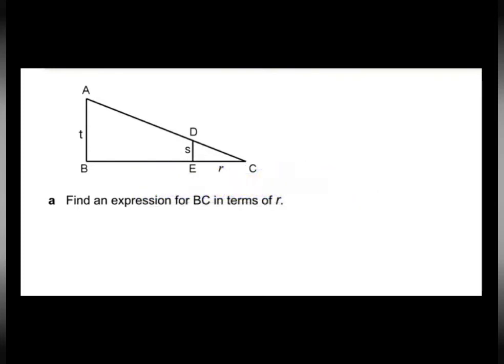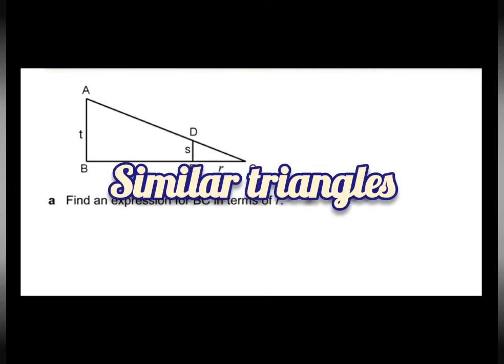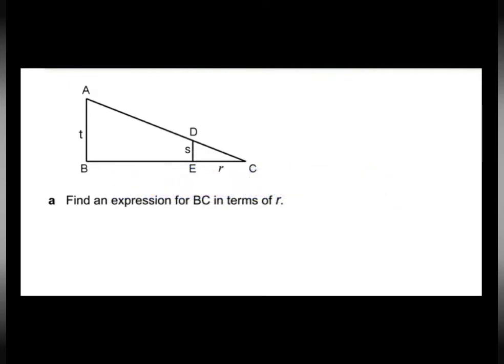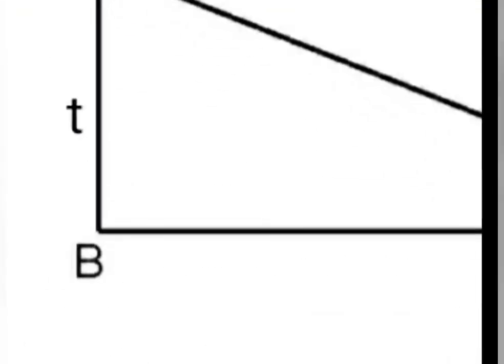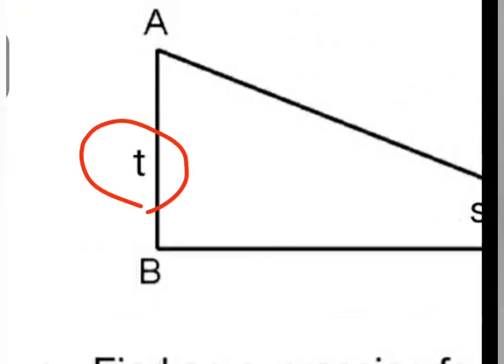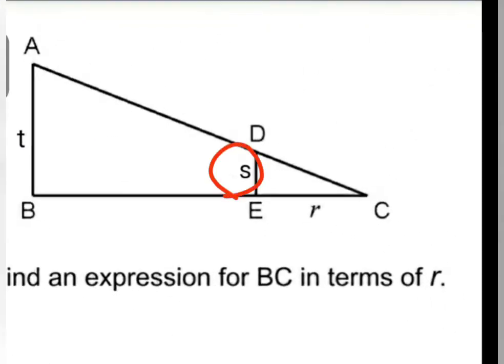In this video, we're going to talk about similar triangles and how to answer questions regarding similar triangles. This question here shows two triangles inside of each other. We have triangle ACB or ABC, and then we have a triangle CDE. They are on top of each other, and we have letters instead of numbers on each side.